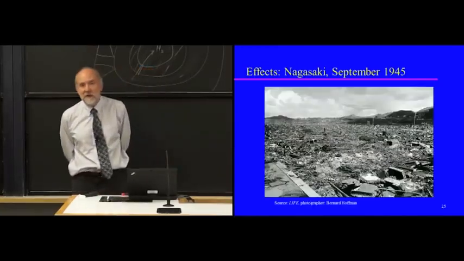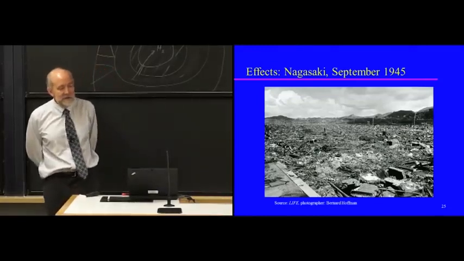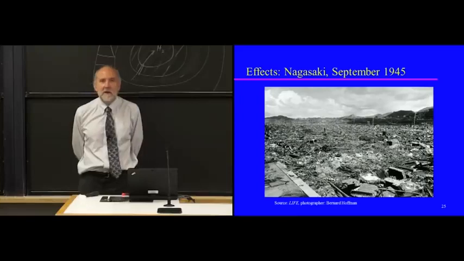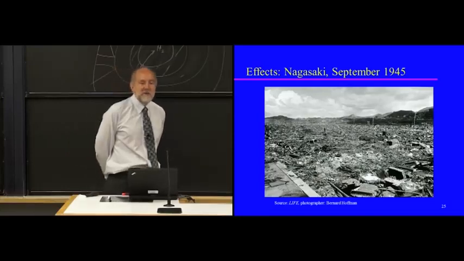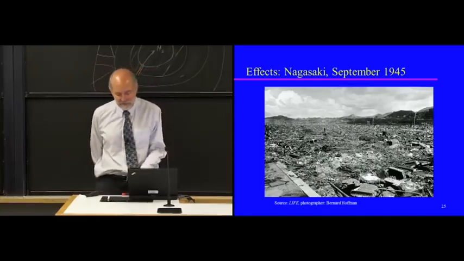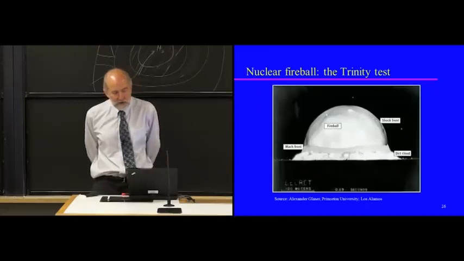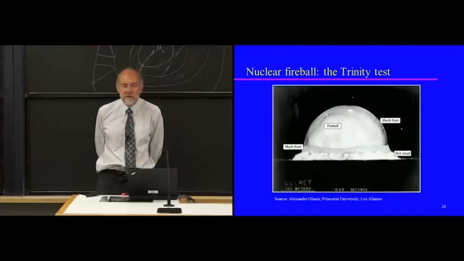All right, let's talk for a minute about the effects of nuclear weapons. And just to give you an idea, this is what Nagasaki looked like a month after the bomb was dropped. You can see it's an image of almost total devastation and destruction. So the first thing that happens is the nuclear fireball.